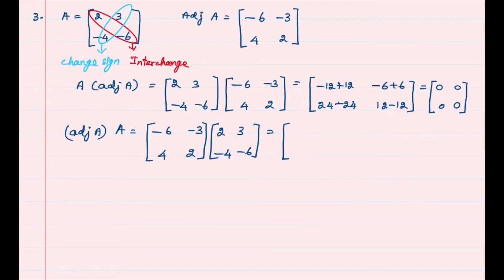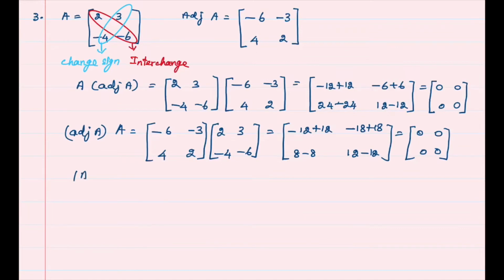Let us multiply. First row into first column: minus 12 plus 12. First row into second column: minus 18 plus 18. Second row into first column: 8 minus 8. Second row into second column: 12 minus 12. This is also a 0 matrix.